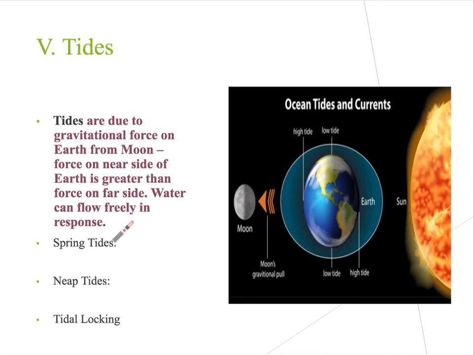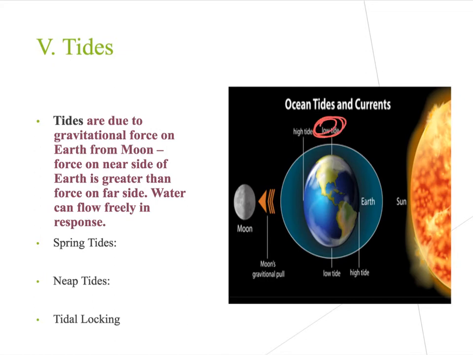So we have two types of tides. We have spring tides and we have neap tides. Spring tides happen during our new and our full moon. And this is when the gravitational effects of the sun and the moon add up and it pulls on the water. And if you were to look at just a side profile of Earth at that time, it would make the Earth actually egg-shaped.